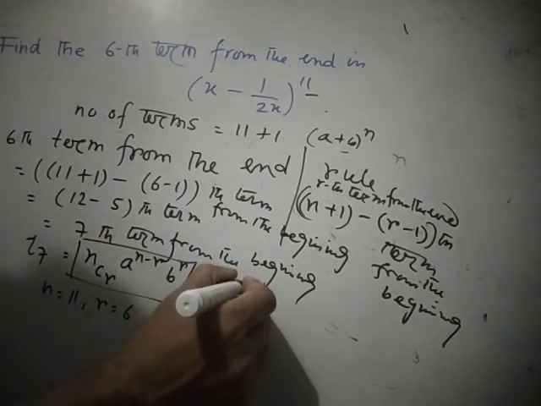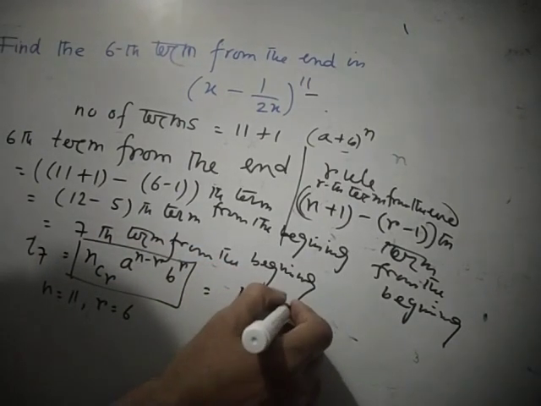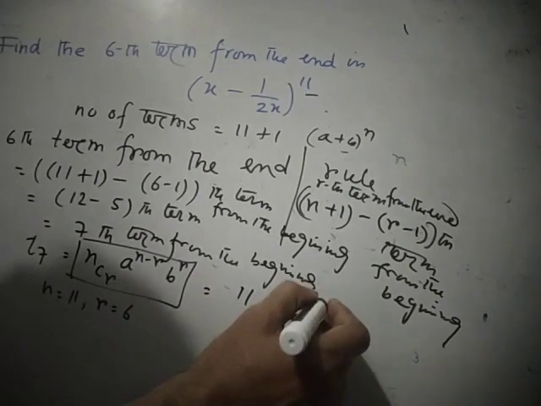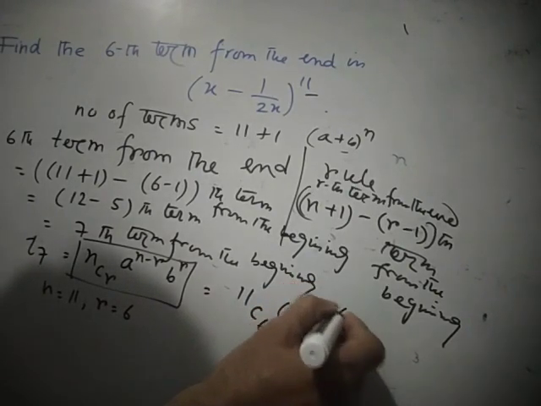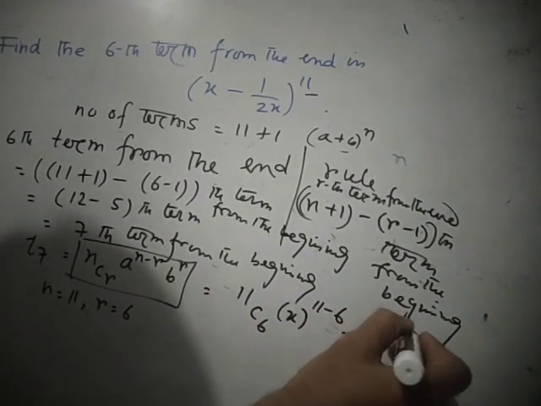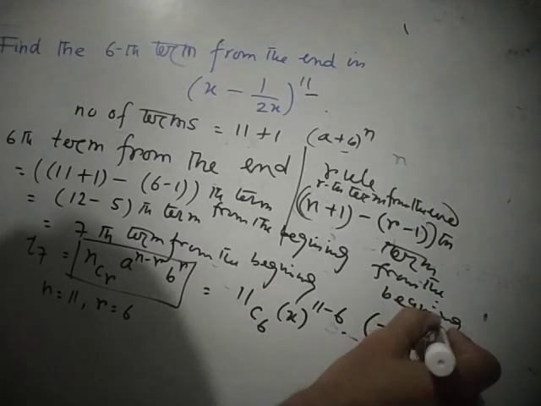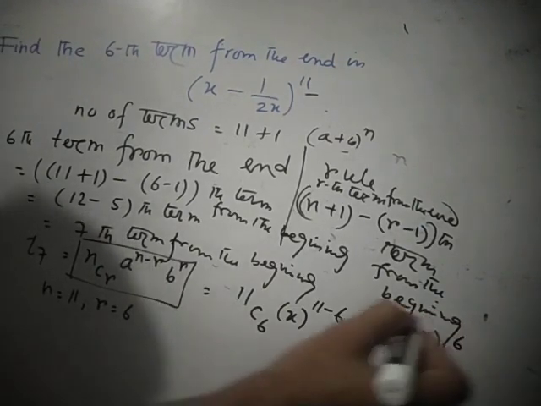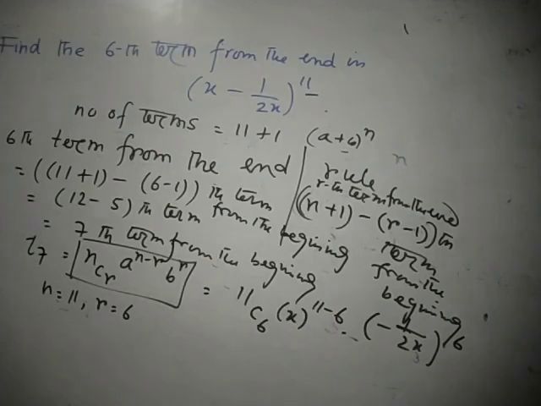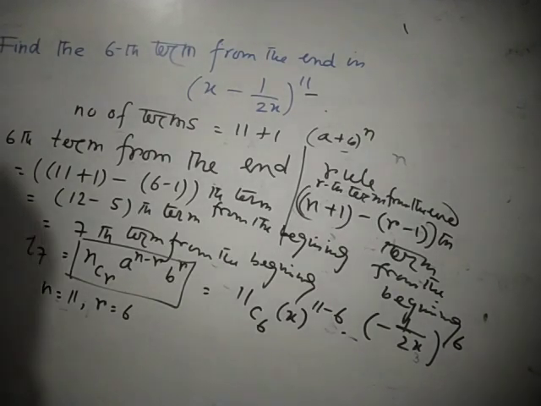So if we write 11C6 x to the power 11 minus 6 into minus 1 by 2x whole to the power 6, now if we simplify, we'll get the required term.